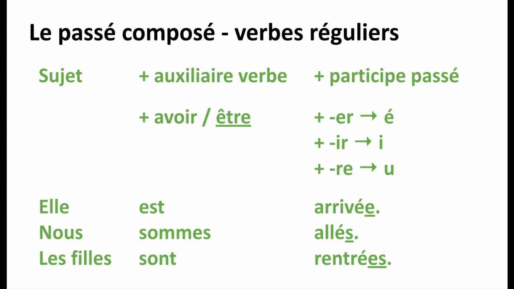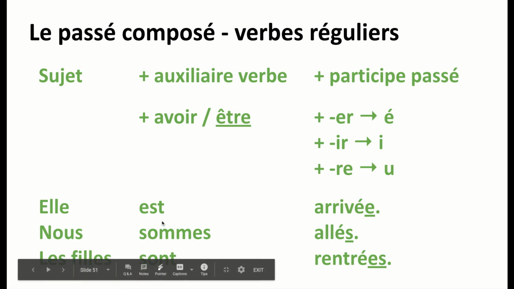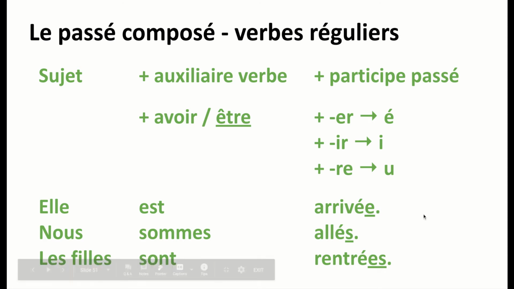Elle est arrivée. Note bien que être, so this ends with a T, so I'm going to make a liaison here. Elle est arrivée. Okay, she arrived.